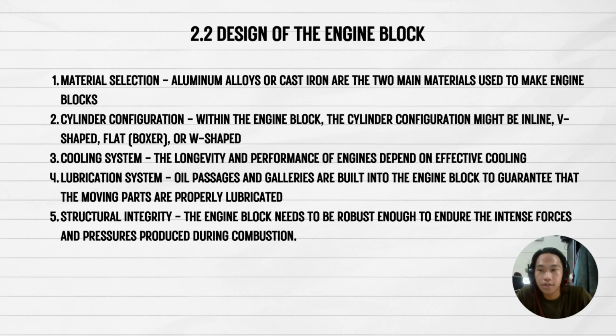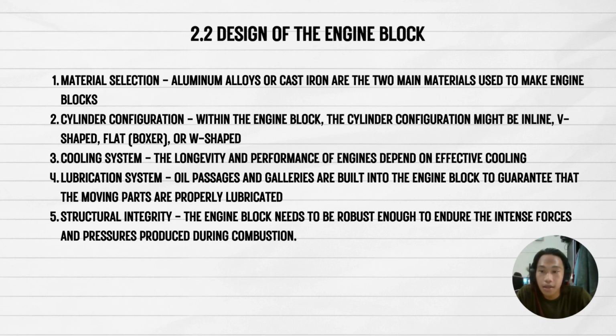The fourth is the lubrication system. Oil passages and galleries are built into the engine block to guarantee that the moving parts are properly lubricated. Engine oil can reach vital parts like the crankshaft, camshaft, and piston rings thanks to these passageways. Proper lubrication minimizes wear, lowers friction, and aids in cooling engine components. The oil system design must guarantee consistent oil delivery in all operating scenarios.